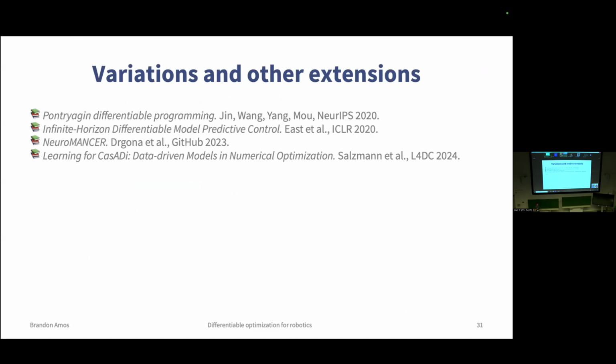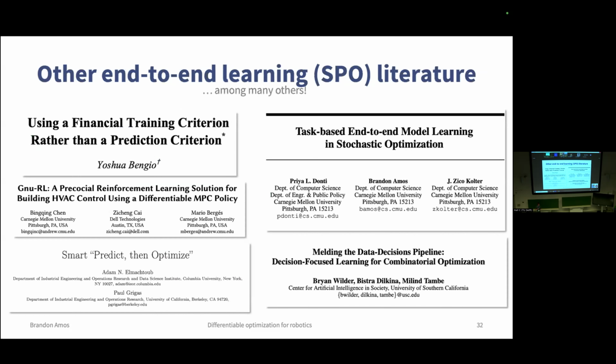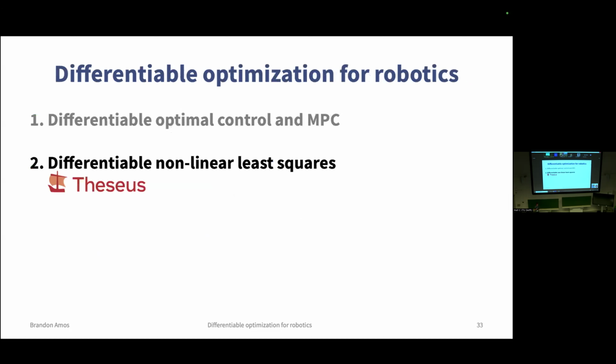There have been a lot of variations and other extensions. I'll actually just skip past quite a bit of this. There are a lot of parallels with the smart predict-and-optimize literature as well. I think maybe I put too many references throughout the last part of this portion.